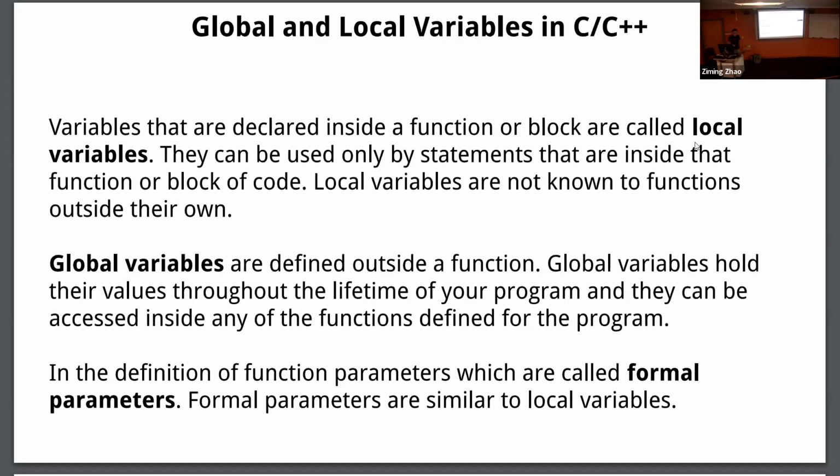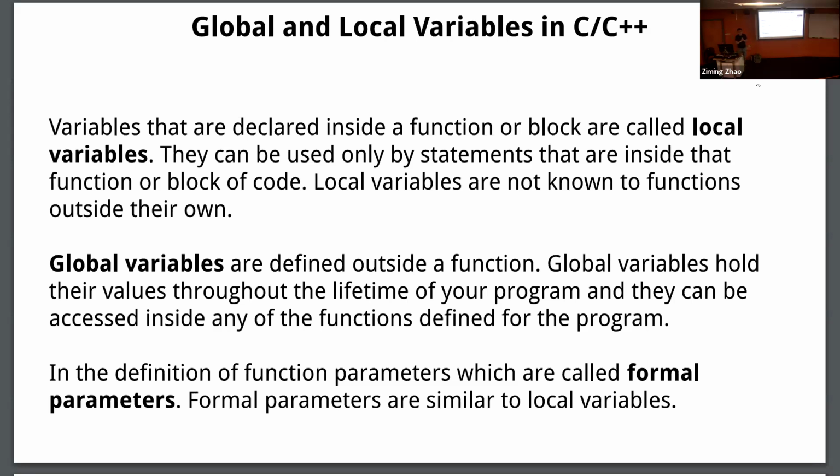So let's start with simple things, okay? So let's start with global and local variables. Variables that are declared inside a function or block in C or C++ are called local variables, okay? They can only be used by the statements that are inside that function or that block, right? So local variables are not known to functions outside their own.